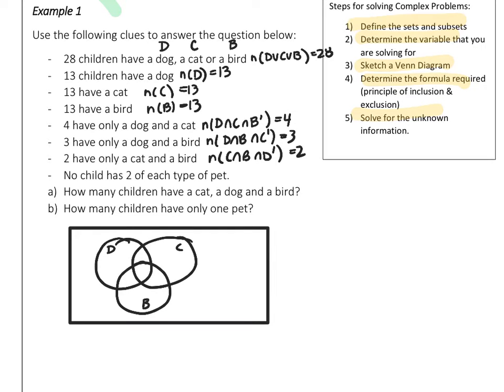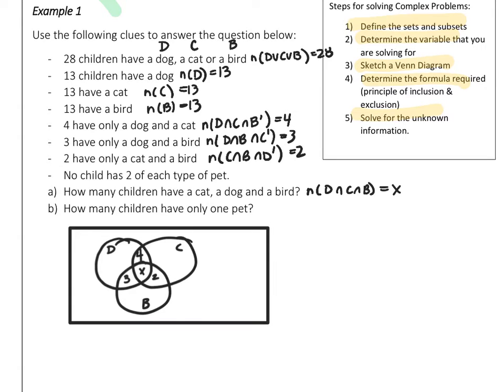So I know I can't put in the big numbers yet because, remember, we always start small. I don't know how many are having all of them, so I'm going to call that X. I'm defining my variable there. I want to know how many have a dog and a cat and a bird. That's going to be my unknown quantity. But I do know that 4 have only a dog and a cat, so that's a 4. 3 have a dog and a bird, and 2 have a cat and a bird.